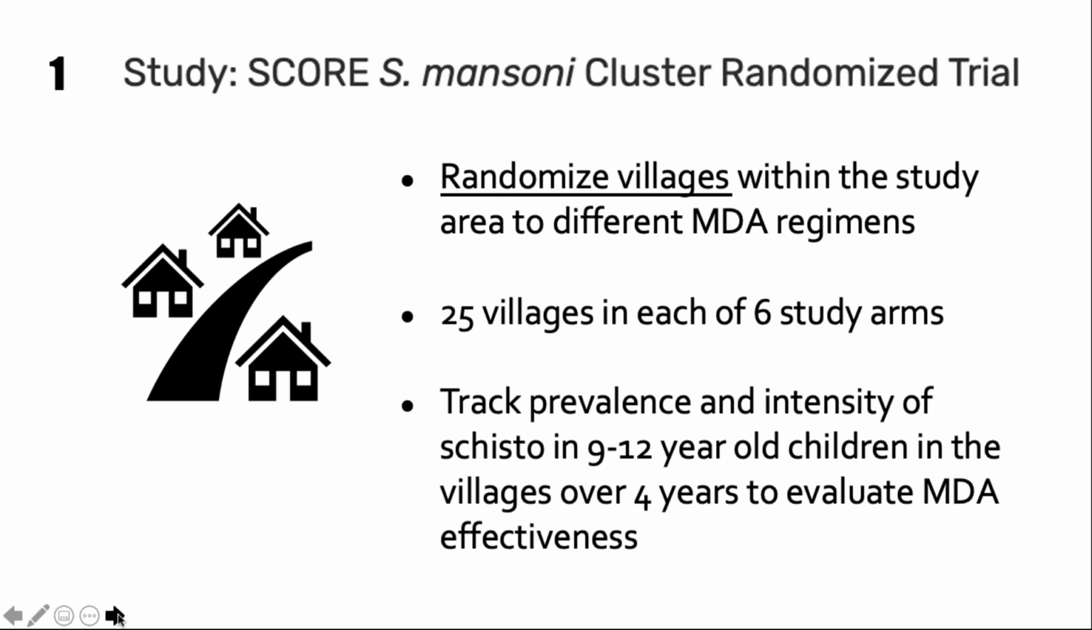The study strategy was to choose villages within the study area and randomize them to different MDA regimens. There were 25 villages in each of 6 study arms, and they then tracked prevalence and intensity of schisto in 9 to 12-year-old children in the study villages over a period of 4 years to evaluate MDA effectiveness.